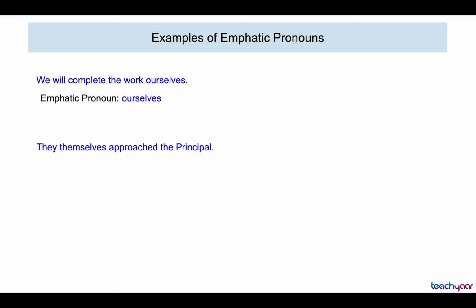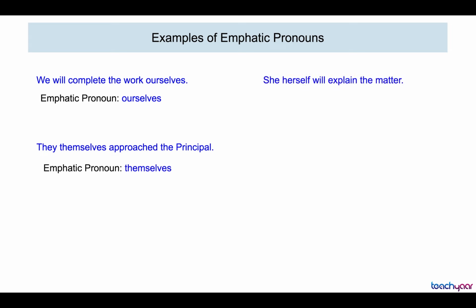So actually themselves is not required for the sentence to make complete sense. But then it has been added because it emphasizes that they themselves approach the principal. I mean, they did it on their own. They were not asked to do it, or nobody else made them do it. So the emphatic pronoun is themselves.